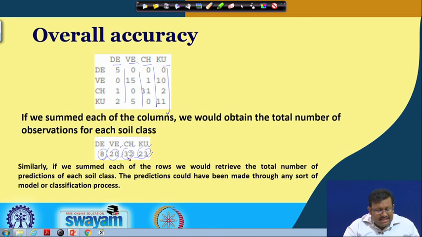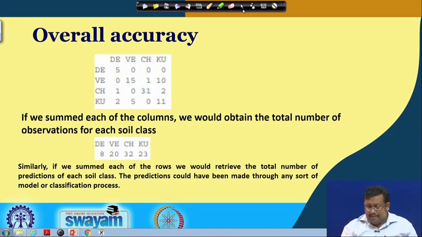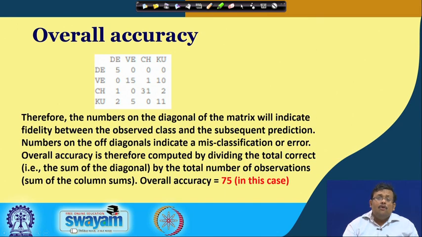Similarly, if we sum up each of the rows, this row, this row, this row, this row, we retrieve the total number of predictions for each of the classes. So, if we sum the columns, we get the total number of observations for each soil class, and if we sum the rows, we retrieve the total number of predictions for each soil class. So, what is the next step? The next step is the overall accuracy.